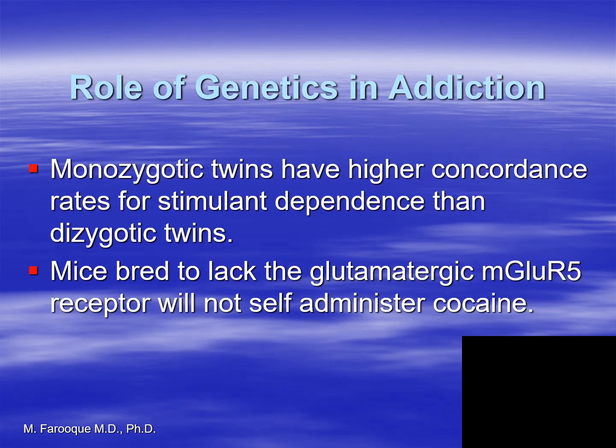Role of genetics in addiction. Monozygotic twins have higher concordance rates for stimulant dependence than dizygotic twins. Mice bred to lack the glutamatergic mGlu5 receptor will not self-administer cocaine.